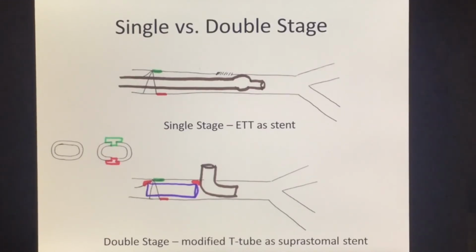In a double stage procedure, shown at the bottom, the patient is awoken at the end of the procedure. A suprastomal stent is placed above the tracheostomy. This stent can be made from various materials, and it's commonly made from a modified T-tube.